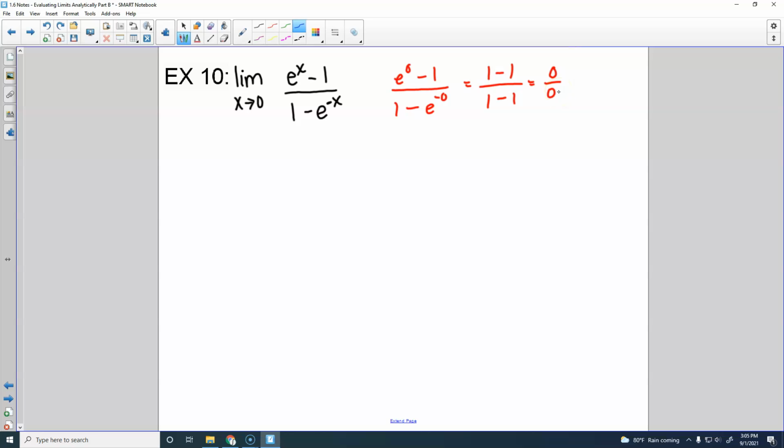Alright, all I'm doing is plugging in 0 to see if direct substitution works. Negative 0 is just 0. And anything to the 0 power is 1. And you get 0 over 0, which tells you you've done nothing here. Right? So we gotta try something else. How else could I write e to the negative x? 1 over e to the x. Negative exponents go to the bottom of a fraction. So I could write it this way.